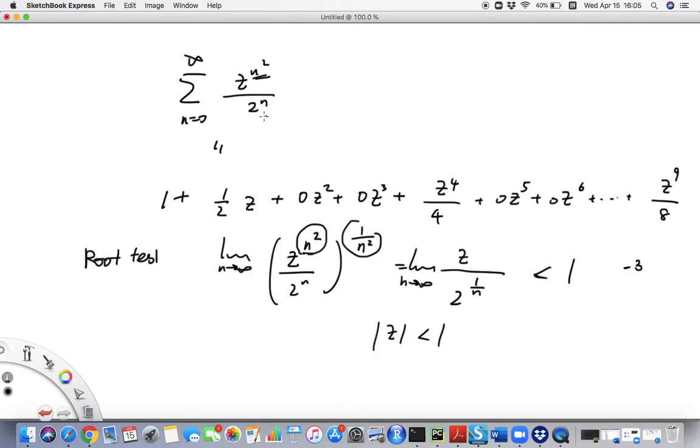Same thing for the ratio test. If you use the ratio test, you have to be very careful because a_(n+1) over a_n, one of them will be 0 if you look at that. So make sure to be extra careful.